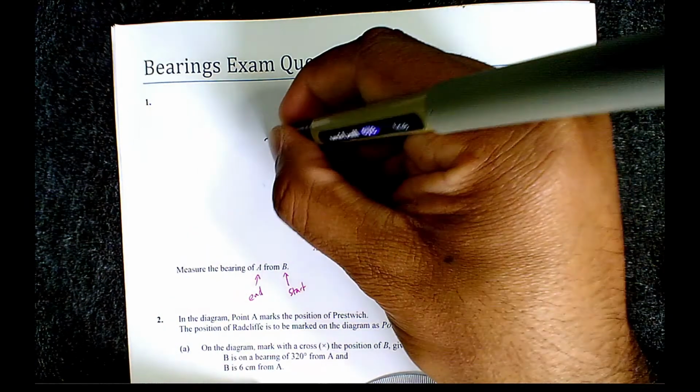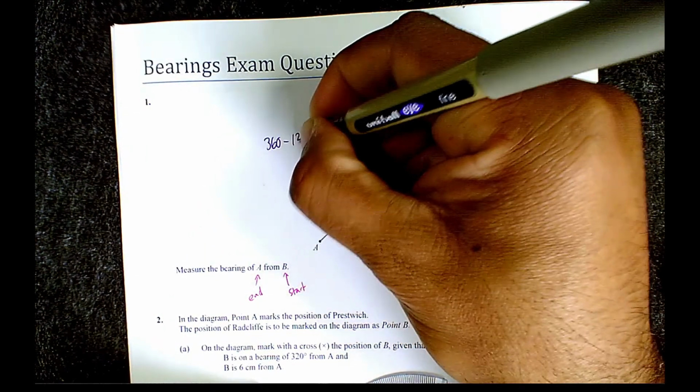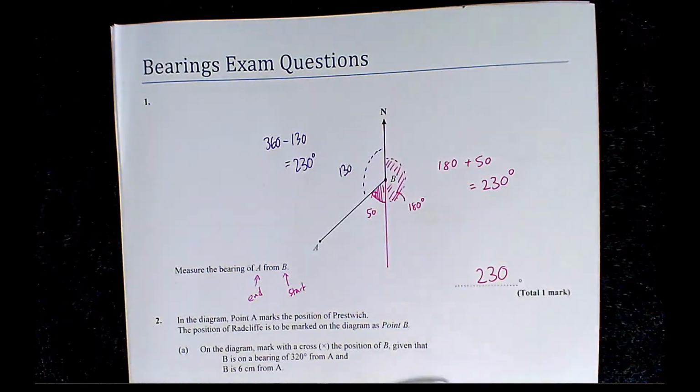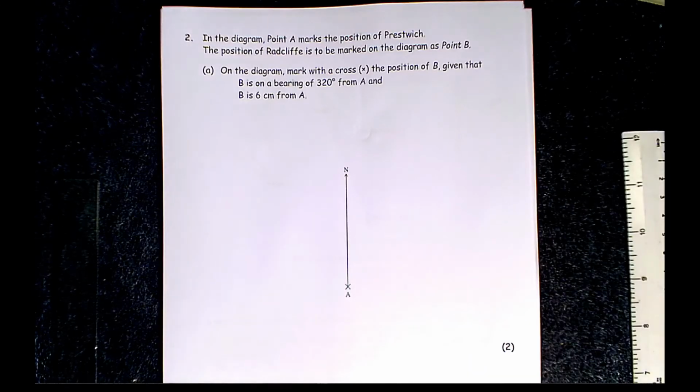So I could do 360 minus 130, which gives me the same angle of 230. Now in question 2 it says that in the diagram point A marks the position of Prestwick. The position of Radcliffe is to be marked on the diagram as point B.